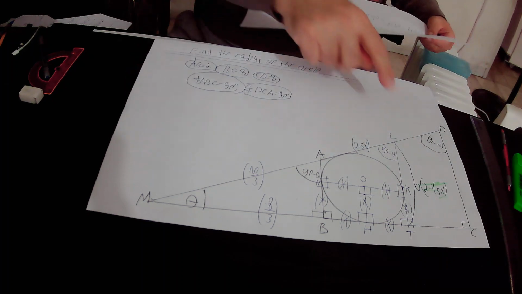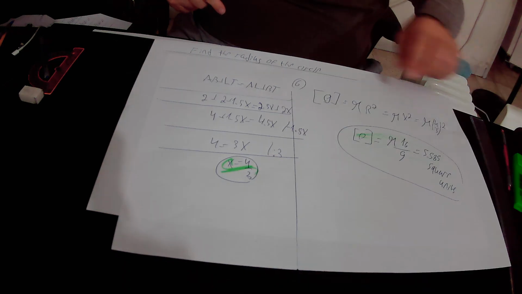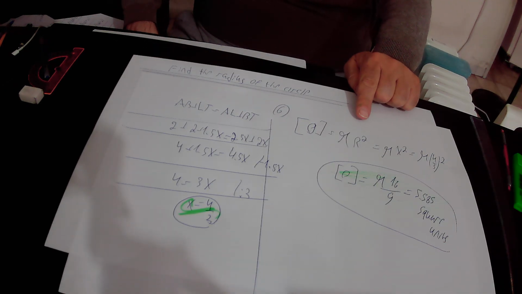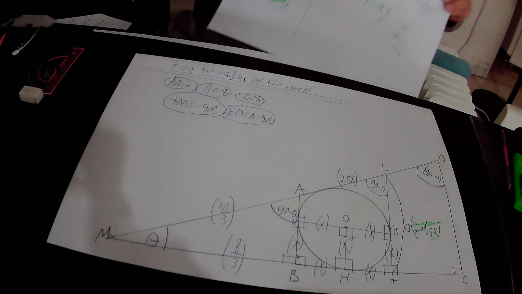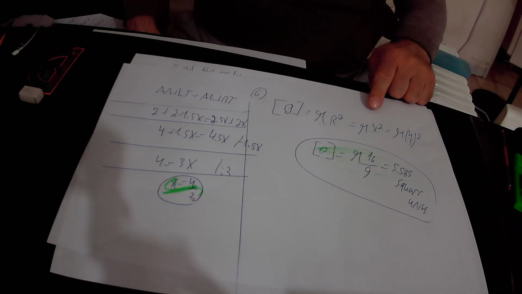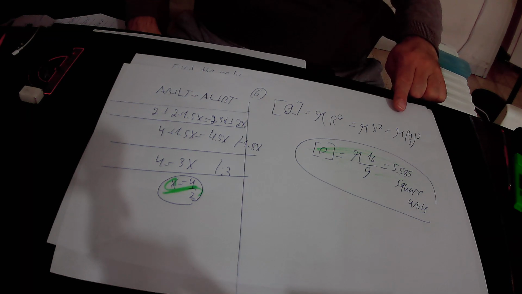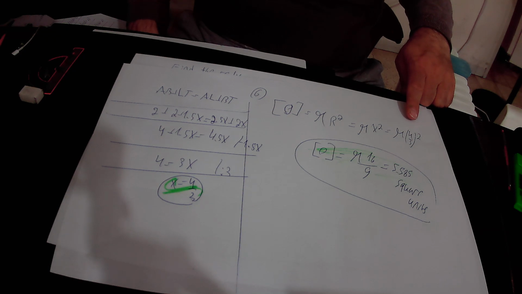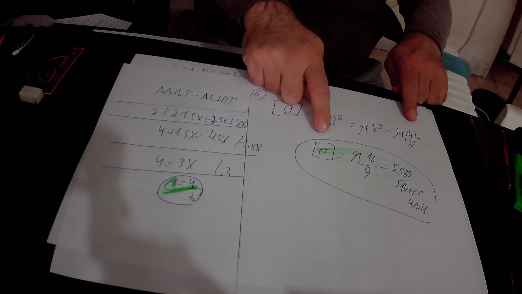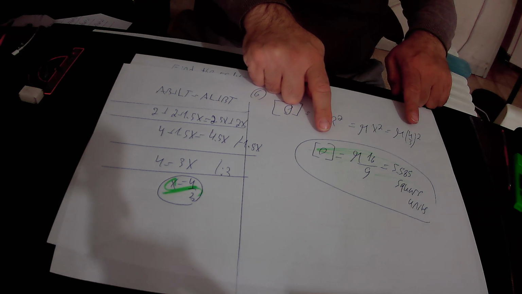And our mission is to find the area of this circle. The area of any circle equals pi times the radius squared. According to our definition, the radius of our circle is x, therefore the area must equal pi x squared. And x is 4 over 3, and therefore x squared is 4 over 3 squared. So the area of the circle equals pi times 4 over 3 squared. 4 over 3 squared equals 4 squared, that is 16, over 3 squared, that is 9.